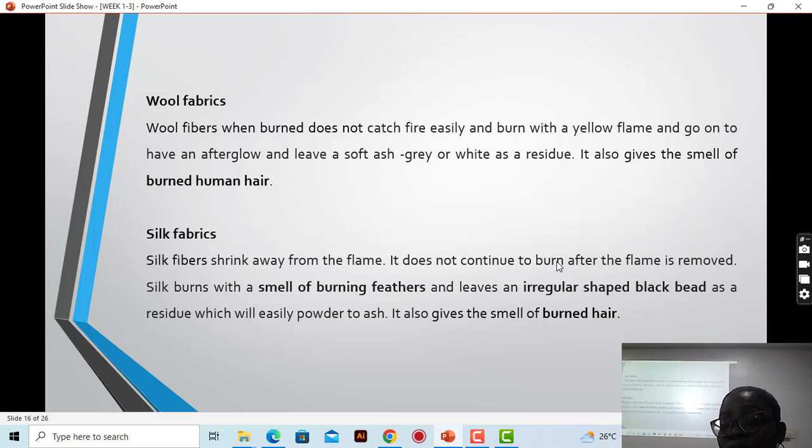So we continue. Silk leaves an irregular shaped black beaded residue. After it is burnt, it leaves small ashes, but they are irregular, not perfectly rounded. It will be in different forms of shapes, but when you pick one, it can easily be crushed. When you put your hand on it, it just crushes into a soft powder form, since it is a natural fiber.